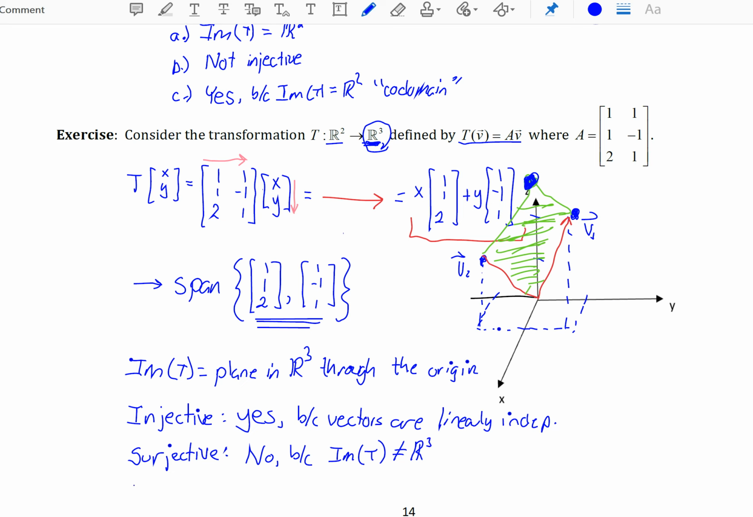And lastly, what is the rank of our transformation? Now remember, the rank is the dimension of our image. Our image is a plane in R3. Our image is spanned by these two linearly independent vectors. And because it's a plane, because we have two linearly independent vectors, this tells us our rank of T is equal to 2.